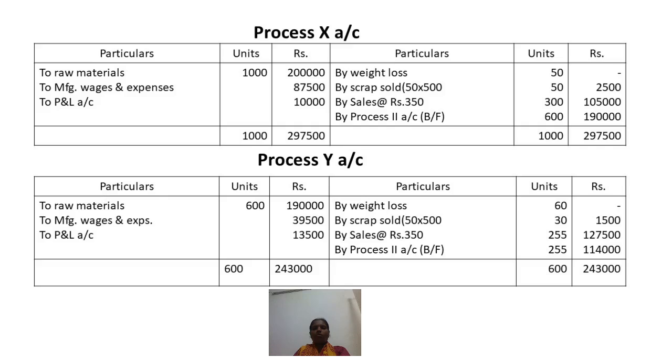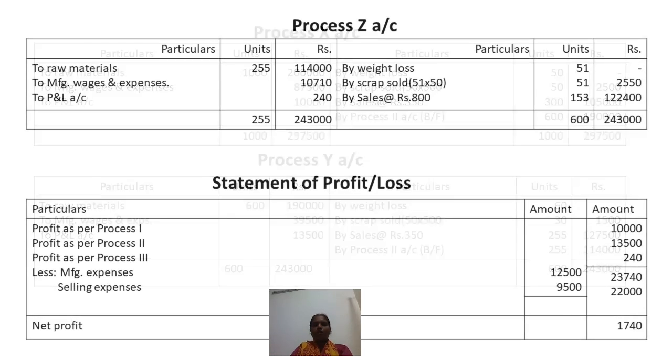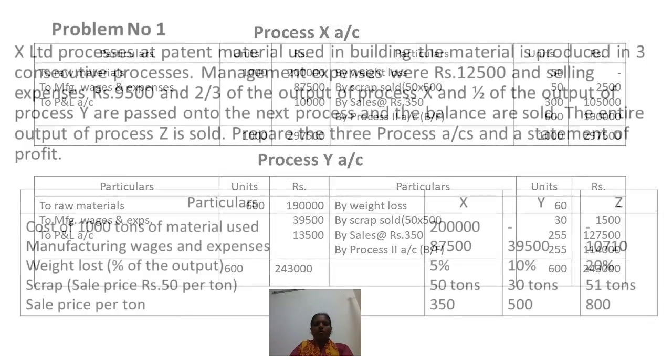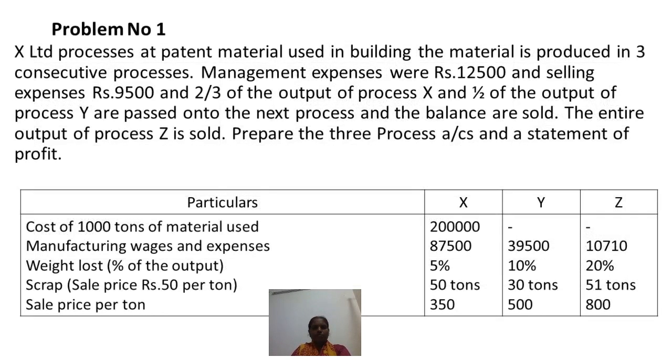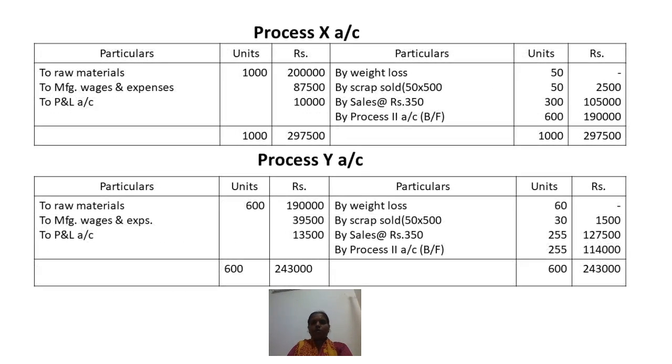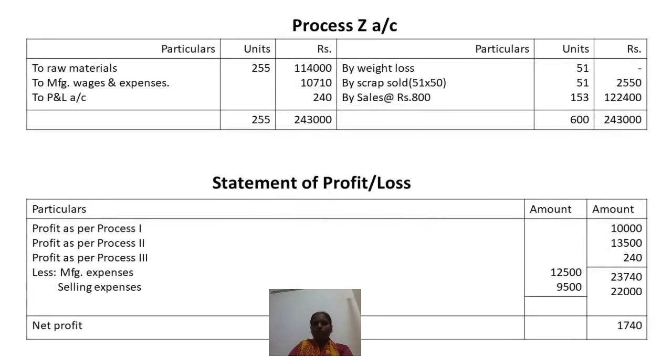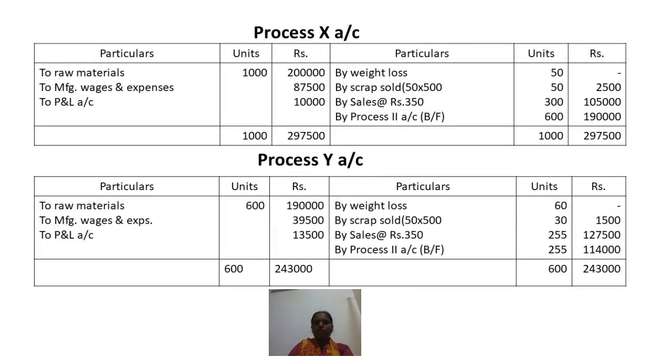Then in the problem itself, we have been given normal loss as scrap, that is 50 tons, 30 tons, and 51 tons, and each ton carries rupees 50. So that should be written for each and every account, that is for weight loss, 50 tons, 30 tons, and then 51 tons multiplied by 50, that is the scrap value.